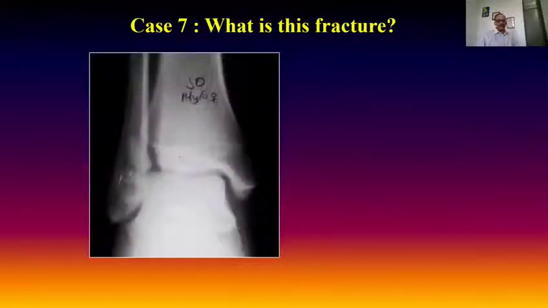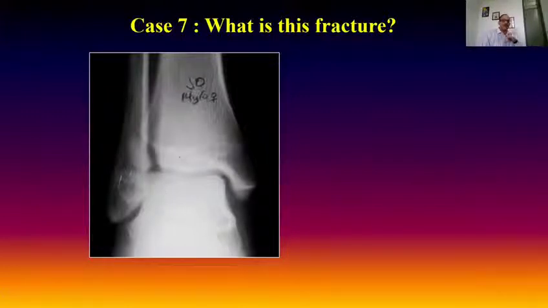Let's move on. If you see this X-ray closely, it looks normal. But if you see very, very closely, there is a small fragment which has got avulsion. Now this is a special fracture. This is called the Tillaux fracture. This is special because it is intra-articular and intraphyseal. And it always happens in adolescents. Doesn't happen in younger children.